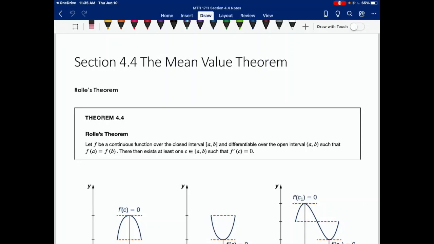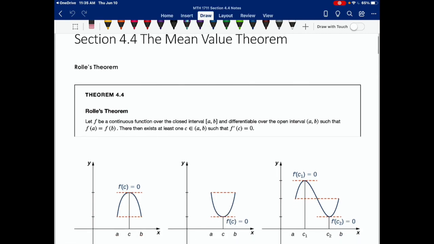In this lesson, we're going to talk about a theorem called the mean value theorem. And this is a very important theorem in calculus. But before we go on to talk about the mean value theorem, we're first going to talk about Rolle's theorem, which will help us develop the concept for the mean value theorem.